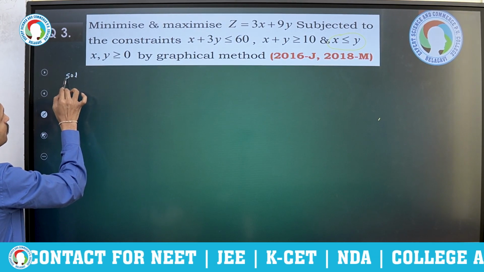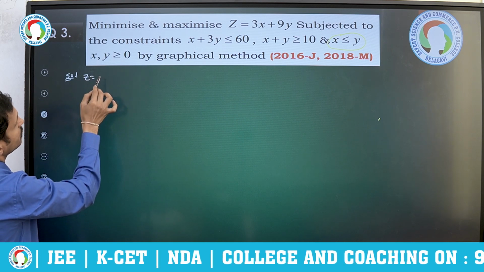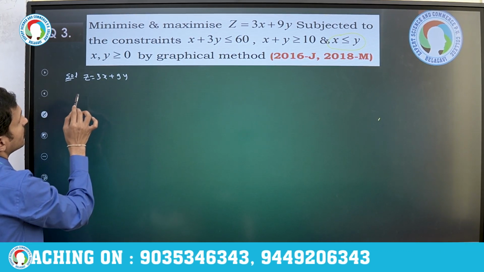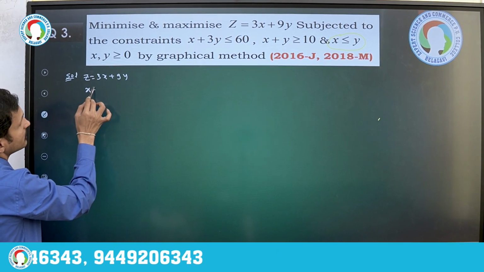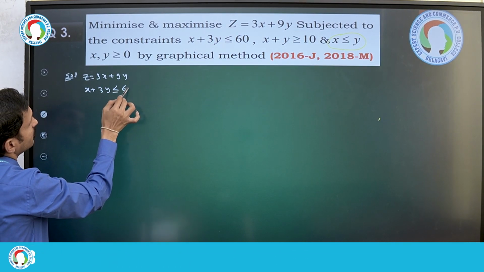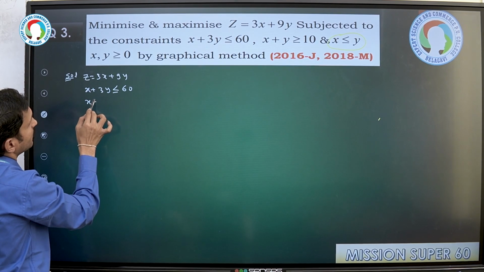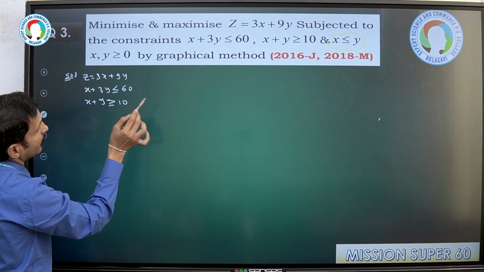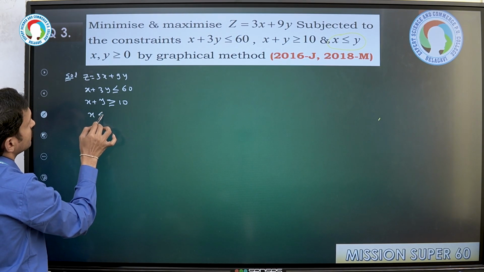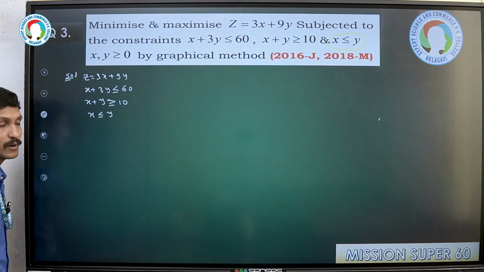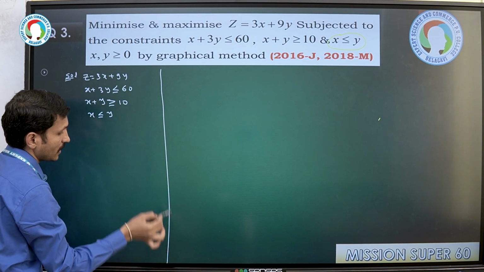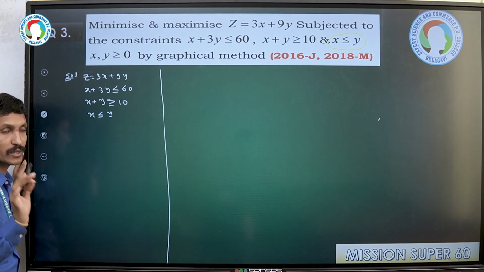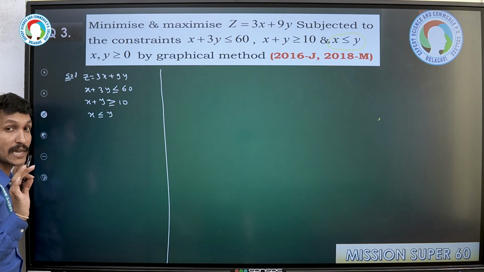Solution. First you write z equal to 3x plus 9y, subject to the constraints x plus 3y is less than or equal to 60, and x plus y is greater than or equal to 10, and x is less than or equal to y. So be careful. This is a very important problem. If you understand this problem, you can solve any type of problem.